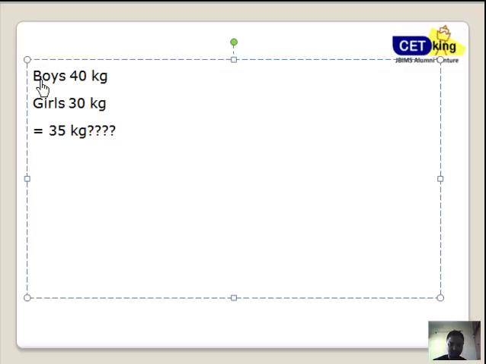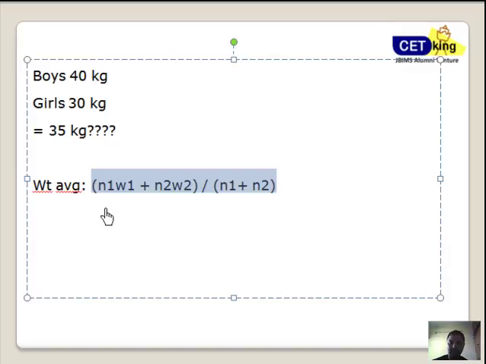So we have to use a weighted average. Basically, if there are more girls, see, let's try to understand. Let me give you the formula first. So the weighted average formula is nothing but (N1 W1 + N2 W2) divided by (N1 + N2), where W1 and W2 are the weights of the two groups, and N1 and N2 are the numbers of boys and girls. So first one times its weight, second one times its weight, divide by the total.